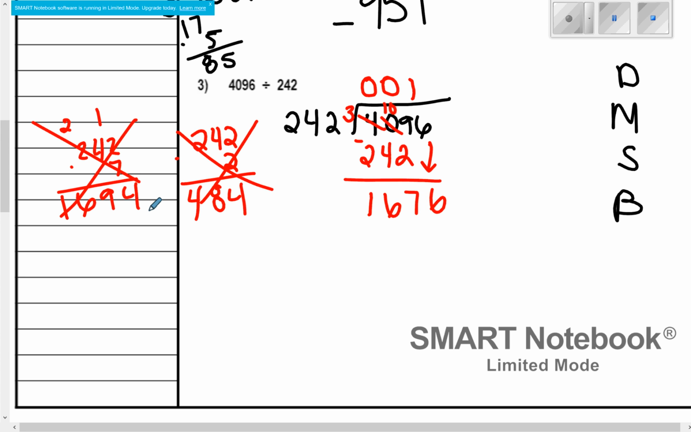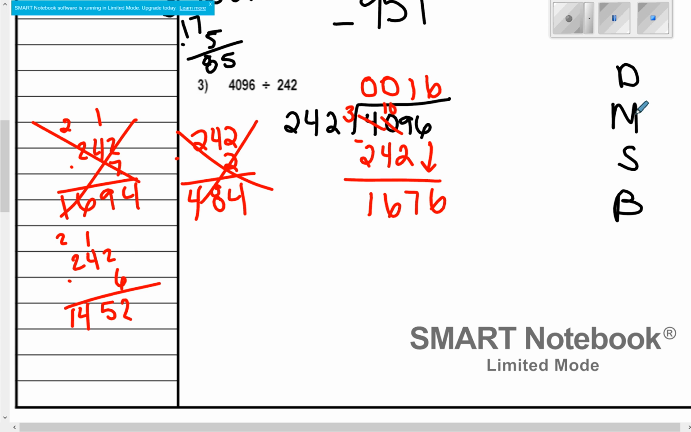Okay, so I'm going to try 6. 242 times 6. 6 times 2 is 12. Drop that 2, carry that 1. 6 times 4 is 24, plus that 1, 25. 6 times 2 is 12, plus that 2 is 14. Okay, that is smaller than this, but it's the closest we can get. So 242 can go into 1,676 6 times, because that's what we multiplied it by.